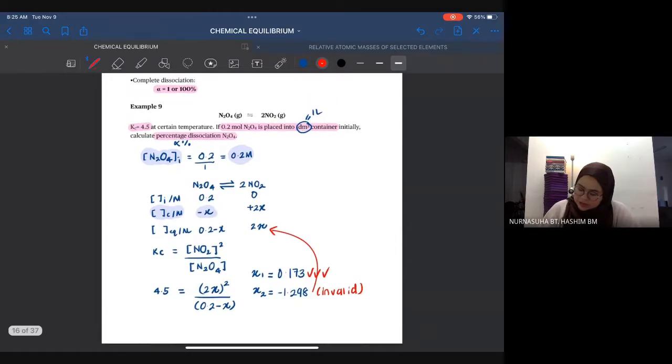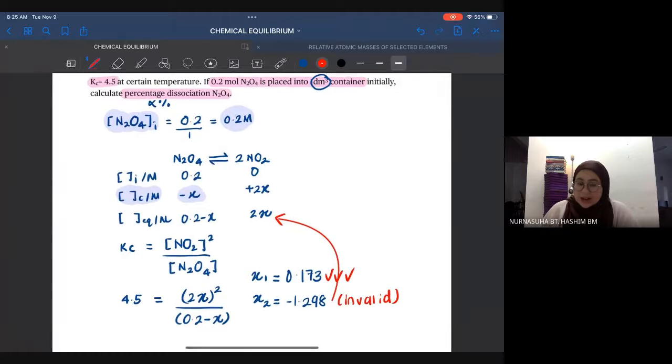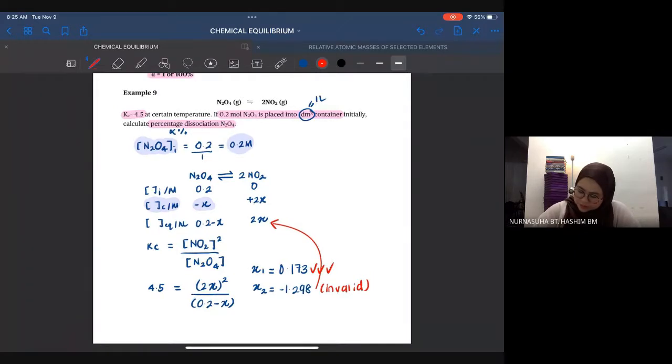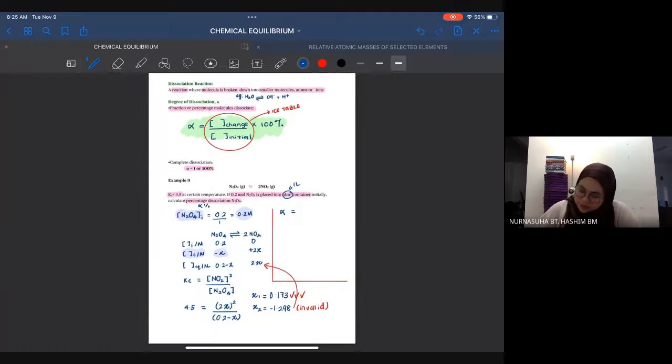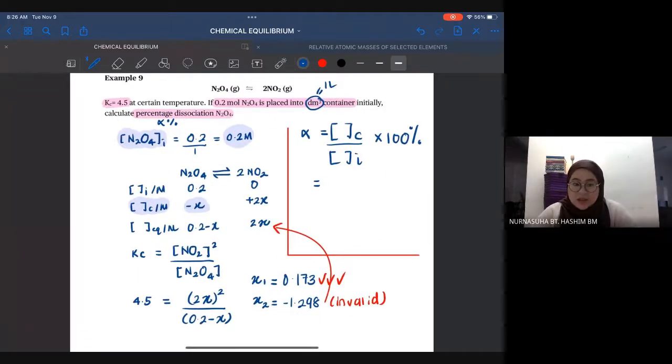Okay, good. So next, once kita dah tahu nilai X, sekarang ni kita bukan nak cari concentration tau. Okay, kita nak cari yang madam highlightkan warna biru tu. Okay, sekarang kita nak cari alpha. Okay, so write down the formula. Change in concentration over initial concentration times 100%. Okay, change in concentration adalah negatif X. Okay, tetapi kita tak perlu letak negatif. Okay, negatif kat situ bukan bermaksud nilai tu negatif. The negative here means that concentration decreasing.